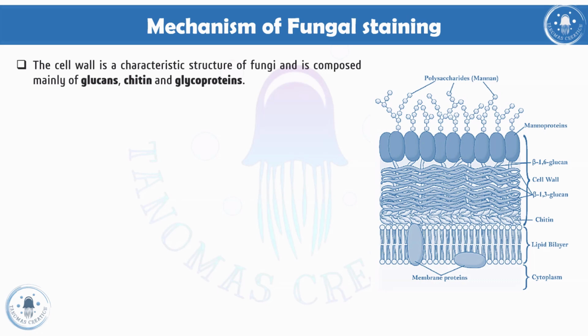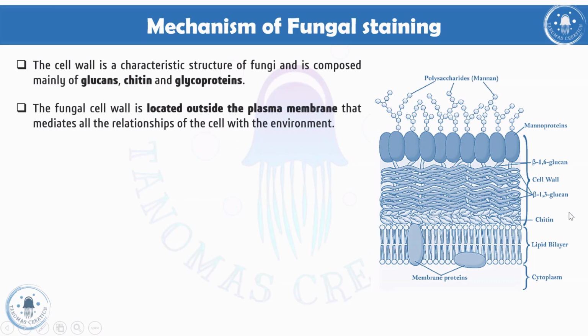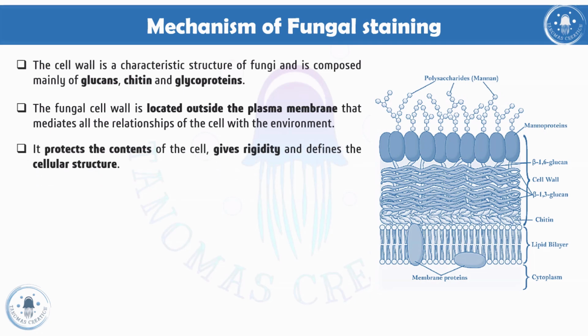Now this cell wall is a characteristic of fungi and is composed mainly of glucans, chitins and glycoproteins. Okay, so as we have seen, this is the glycoprotein above, then below is glucan, then there is chitin. Now this fungal cell wall is located outside the plasma membrane, and it mediates all the relationship of the cell with the environment. It protects the contents of the cells, gives it rigidity and defines the cellular structure as well.